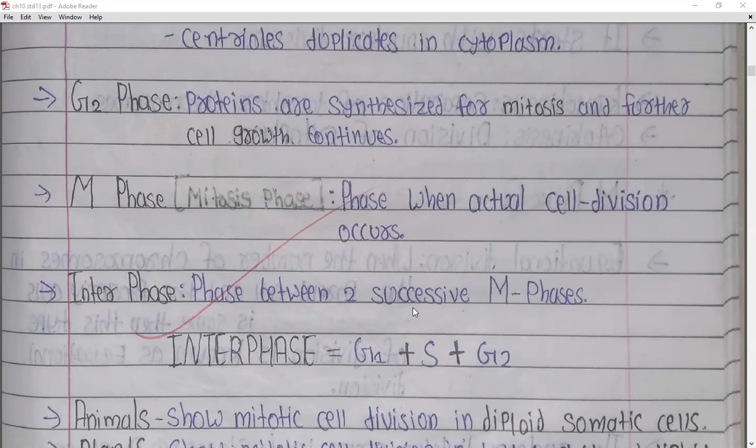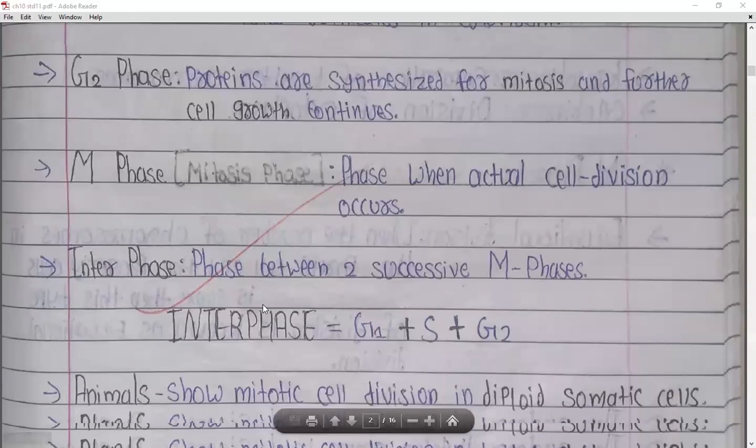And after that, again when the mitosis comes, all the phases other than the M phase, whatever phases are left, are coming under the interphase. So interphase is equal to G1 phase plus S phase plus G2 phase. These three phases combine to form the interphase.